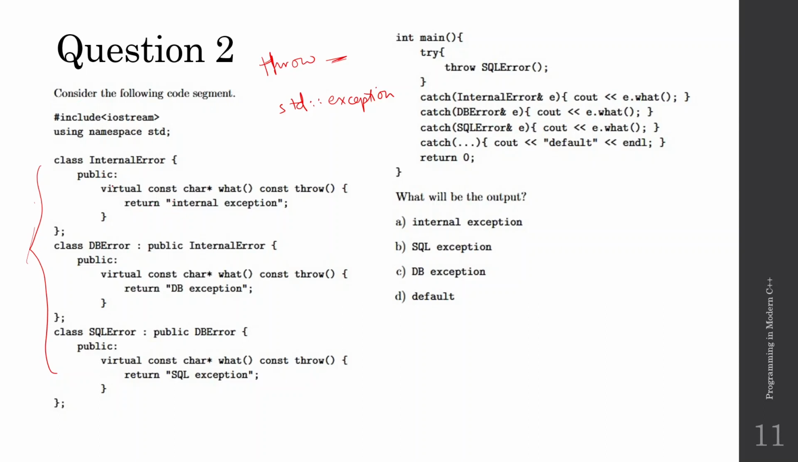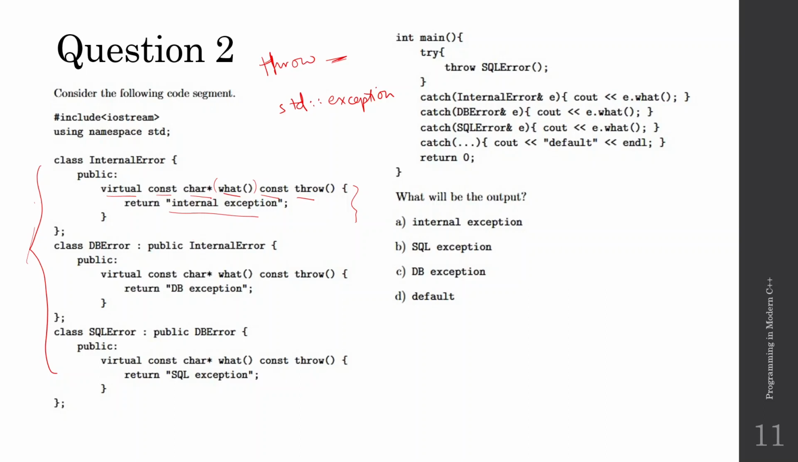So now in the first class we are defining a virtual const char pointer what function. The function name is what, and it's a const function, it does not modify the object, and the throw keyword guarantees that this function itself won't throw an exception. So this function will run error free, that is the guarantee, and it returns this string.